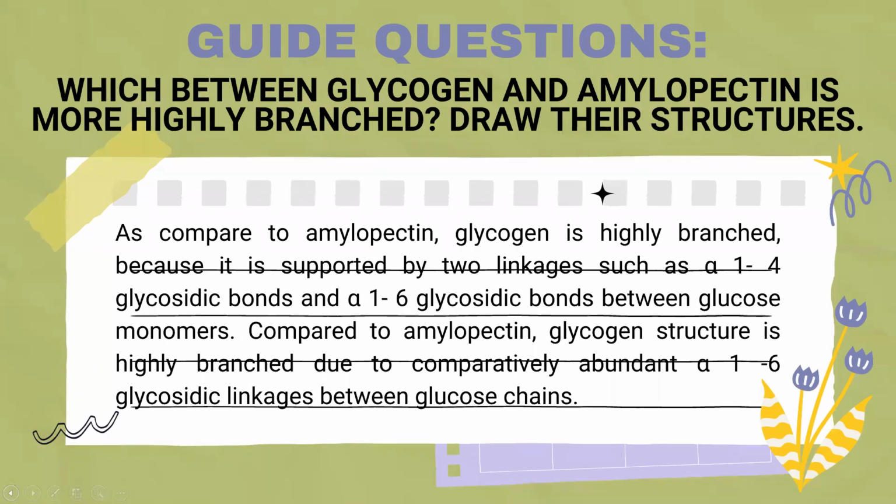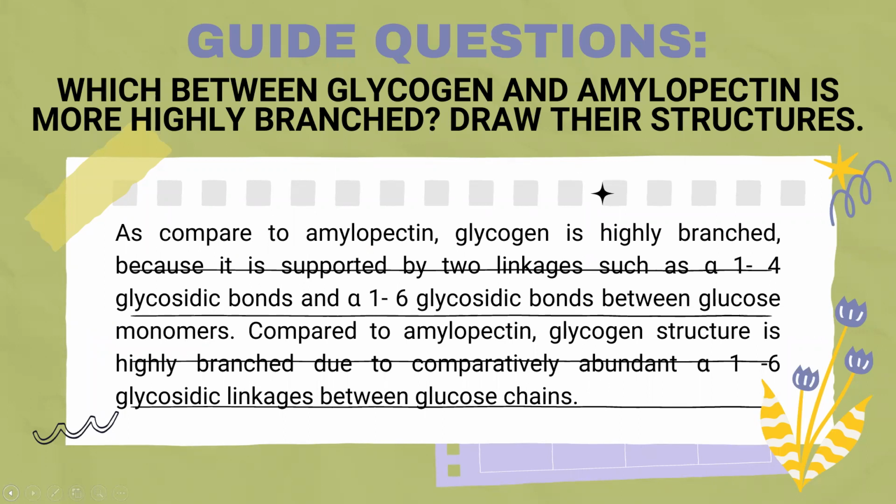Which between glycogen and amylopectin is more highly branched and has a broader structure? We already had this lesson in BIOCHEM lec. Under starch, we have two polymeric units of glucose, which are amylose and amylopectin. Amylopectin and glycogen actually have the same structure because they both contain alpha-1,4 and alpha-1,6 glycosidic bonds. But their difference is that glycogen has more alpha-1,6 glycosidic bonds compared to amylopectin. Amylopectin has more alpha-1,4 glycosidic bonds. Because of that, glycogen is more branched, since it has more branch-point glycosidic bonds.